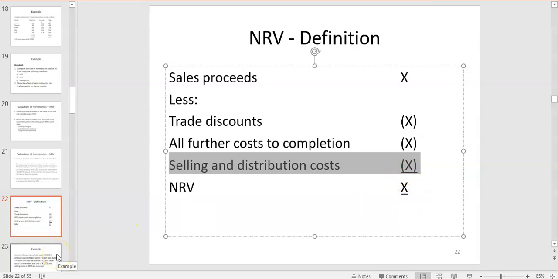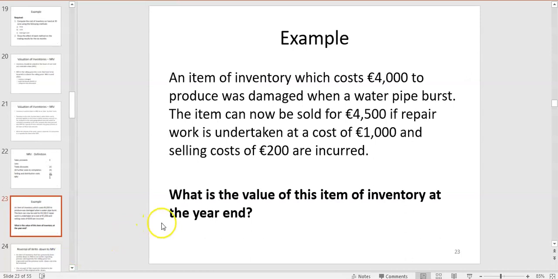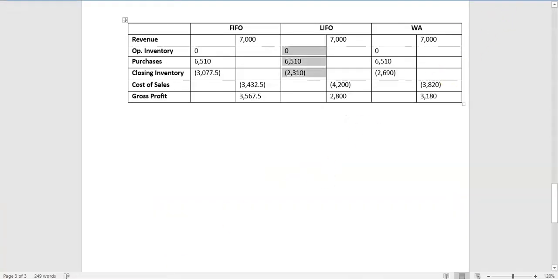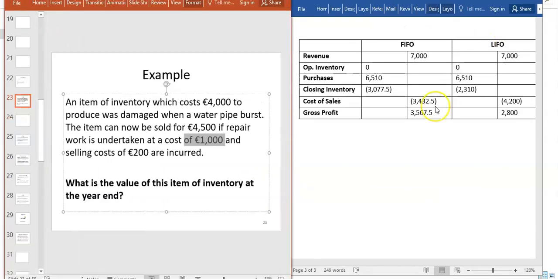So the easiest way to look at this is to look at a small example. An item of inventory cost 4,000 to produce, was damaged by a burst water pipe. It can now be sold for 4.5. So a lot of people say, well, sure, that means it's bigger, no issue. But repair work must be undertaken of 1,000. That's further works cost to completion, and selling cost of 200. So actually, if you look at this NRV, look at them here side by side.